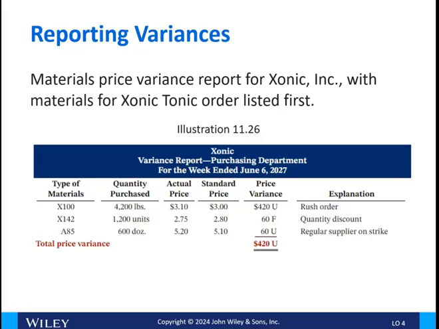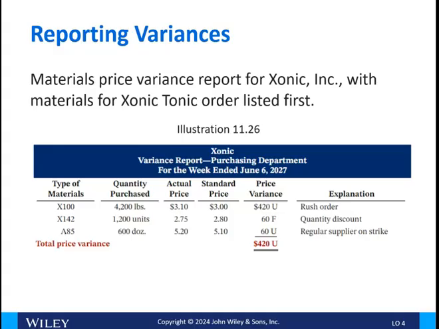So the materials price variance report for Zonic Inc. with materials for Zonic Tonic order listed first. So that X100 material, 4,200 pounds, actual price, standard price, price variance, $420 unfavorable. That's what we had calculated before. And we put an explanation there that it was a rush order.